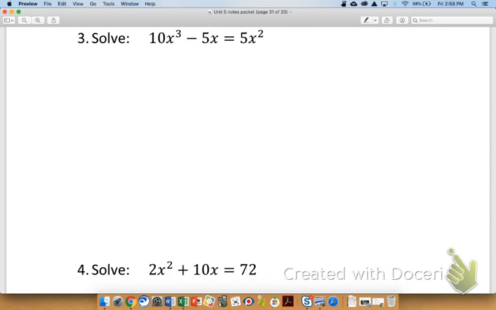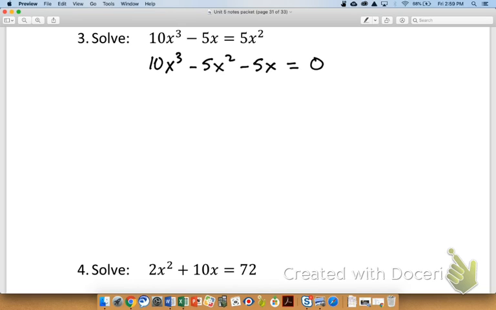Yes, that's exactly right. Good job. So what I would do here is I would subtract the 5x squared. So I'd get 10x cubed minus 5x squared minus 5x equals 0, right? I've subtracted that over. So this is just another scenario you might see where it's not in our nice ax squared plus bx plus c form. If it's not in that form, just get it in that form. And I think from here, this is something we've been doing. So if you would, please try this one.